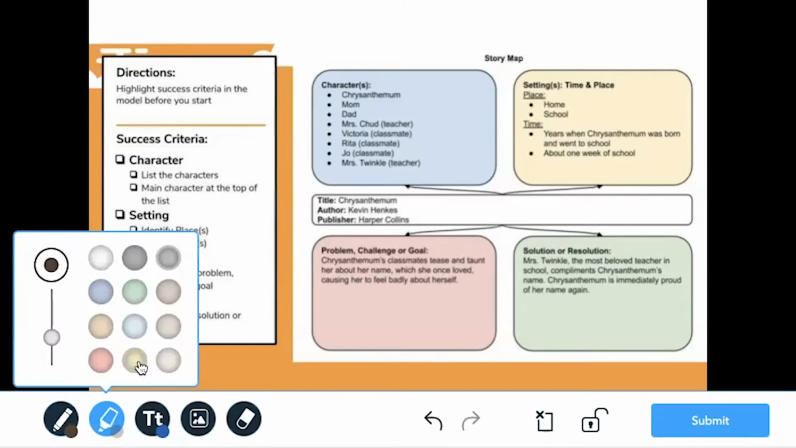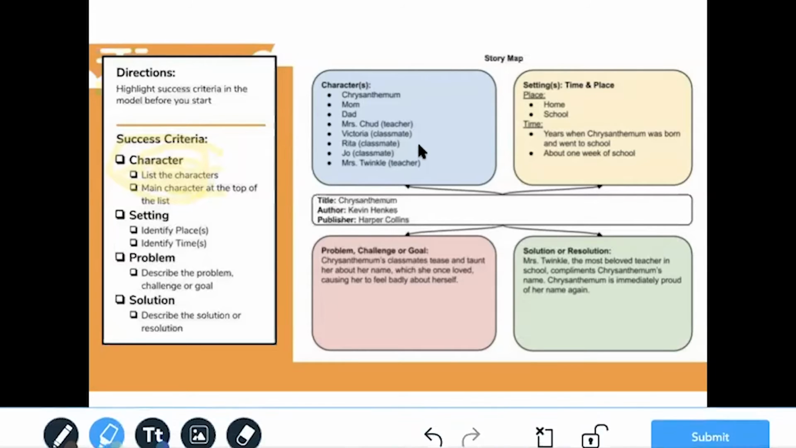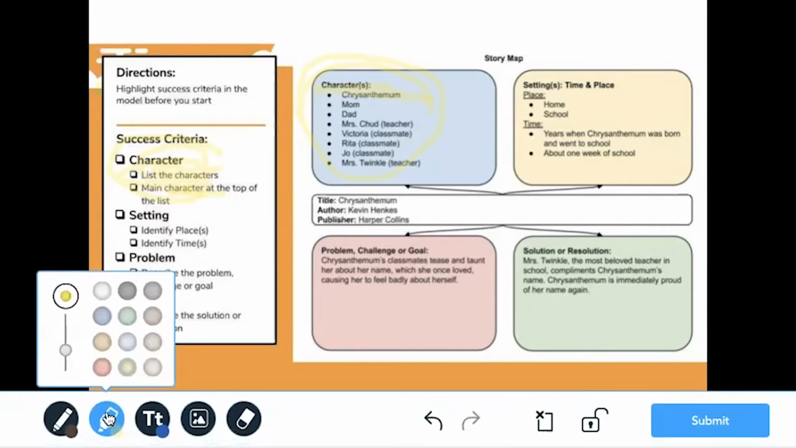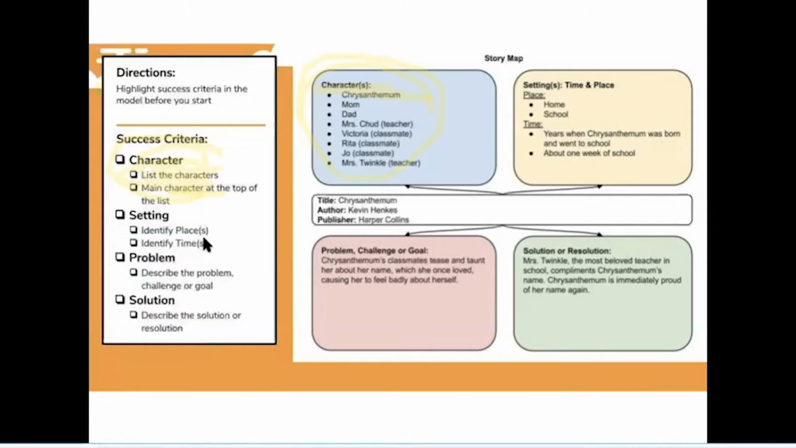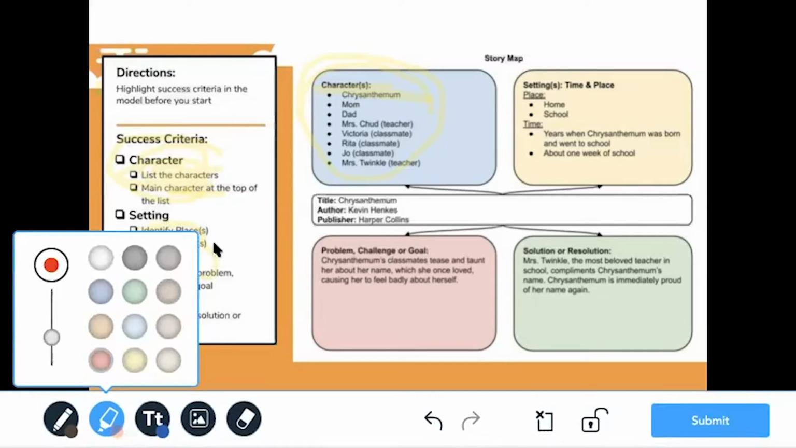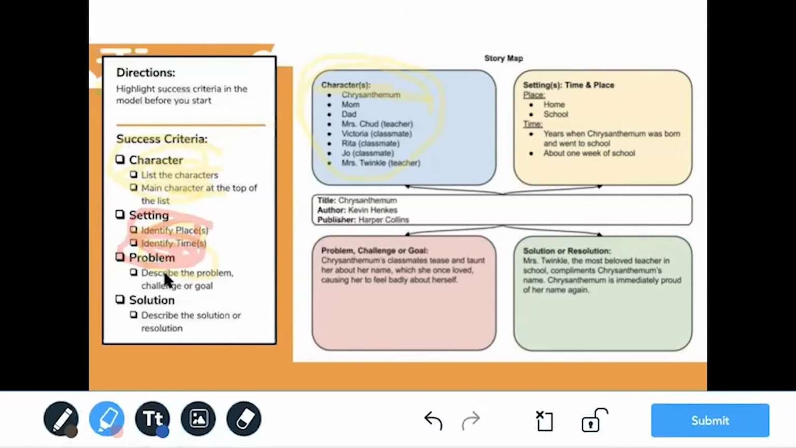And then we can go to the highlighting tool and we can look for just the character criteria. I have to list the characters. And the main character has to go on the top of the list. And so then I can check right here. Oh, yep, the main character is at the top of the list. And then they could choose different colors to annotate the exemplar. Oop, that didn't even work, did it? To annotate the exemplar with a different highlighter color for each group of success criteria.